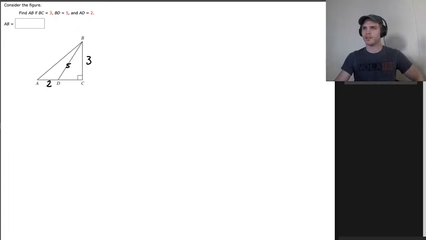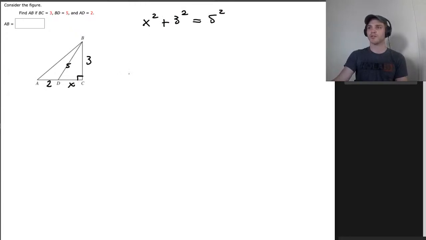Then we're trying to find the hypotenuse. So let's see if we can find this segment here, DC. Let's call it x. Same thing. Since I have a right triangle, by the exact same relationship as the last one, I can use the Pythagorean Theorem. I can say x squared, which is that side length I labeled DC, plus 3 squared, the other leg, is equal to the hypotenuse squared, 5 squared.